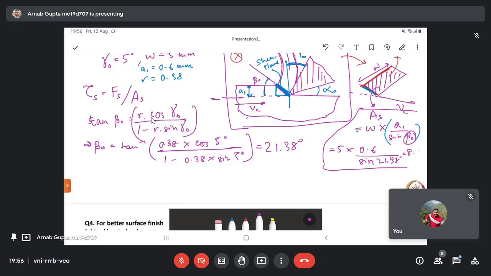This shear area will be somewhere around 8.23 millimeters square, which is a very small value. Yeah, right, 21.335. Okay.